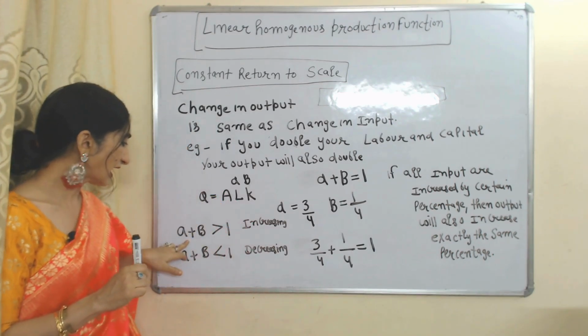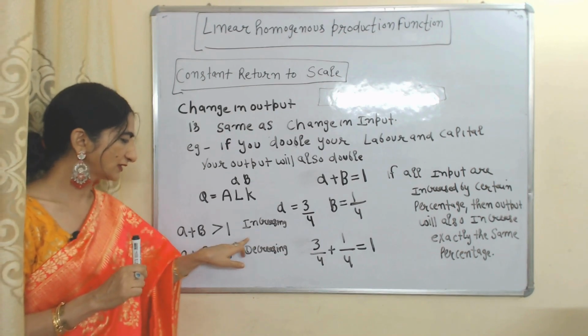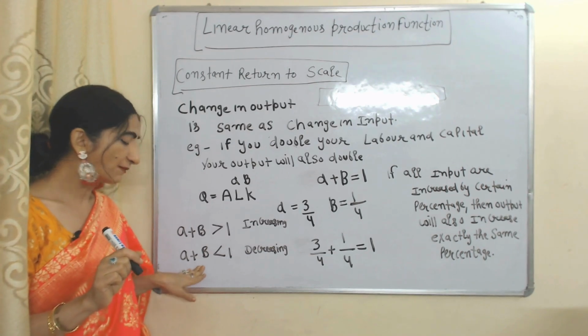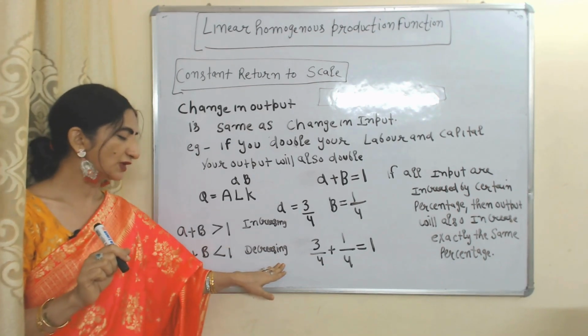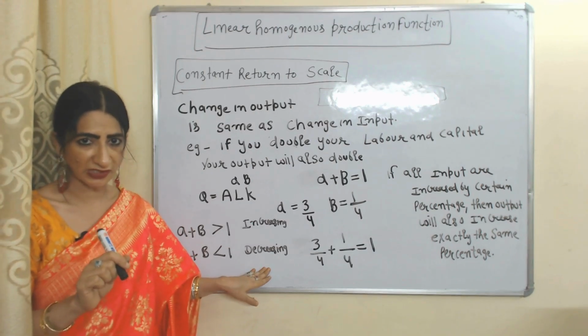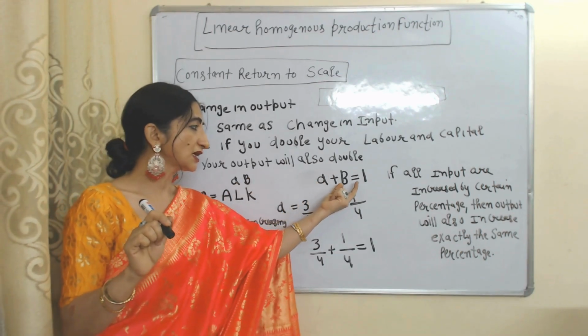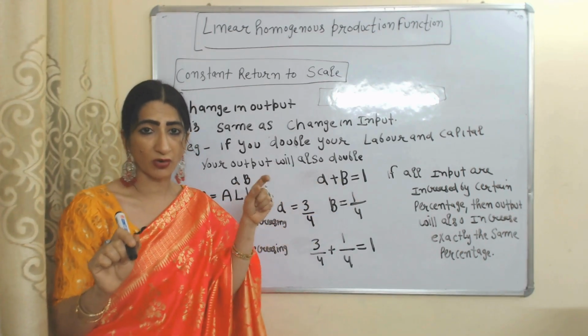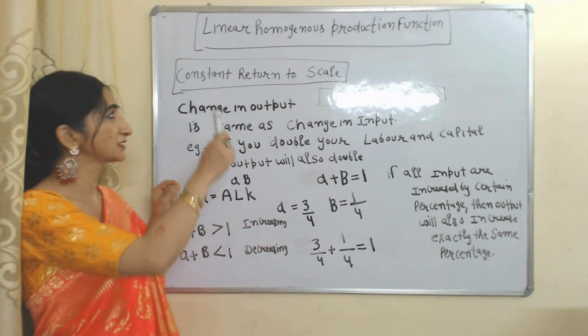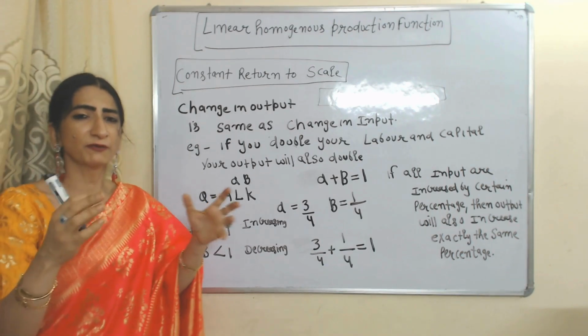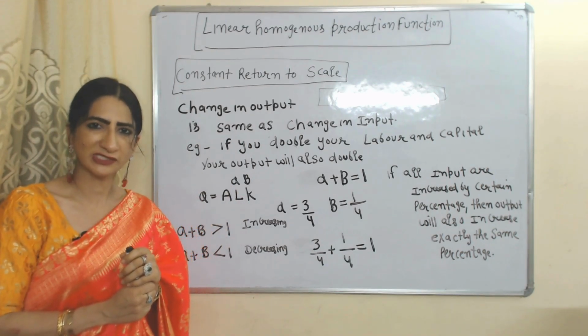But if alpha plus beta is more than 1, that means we are receiving increasing return to scale. If alpha plus beta is less than 1, that means we are receiving decreasing return to scale. But in the Cobb Douglas production function, alpha plus beta should be equal to 1, because the Cobb Douglas production function is a linear homogeneous production function. Linear homogeneous production function means we are receiving constant return to scale.